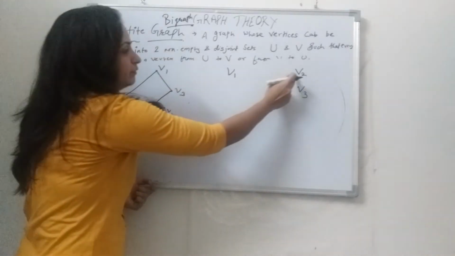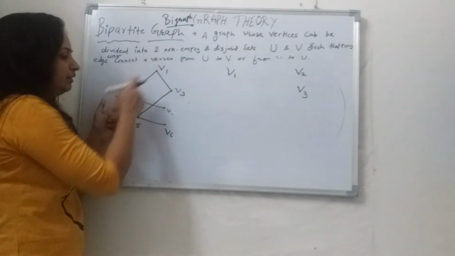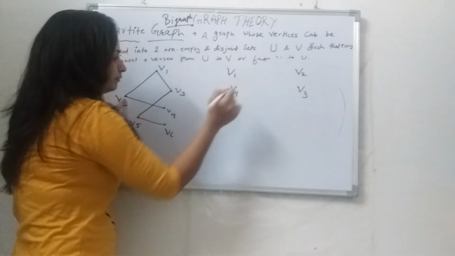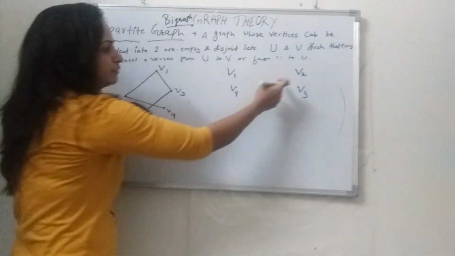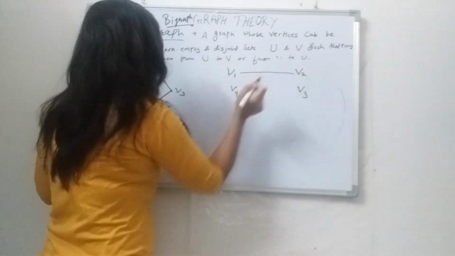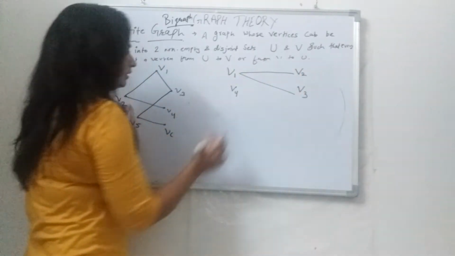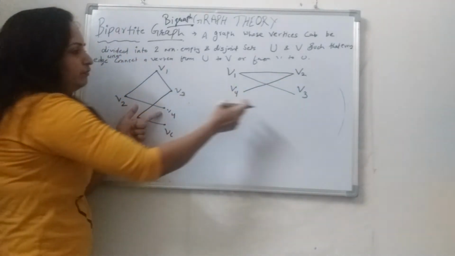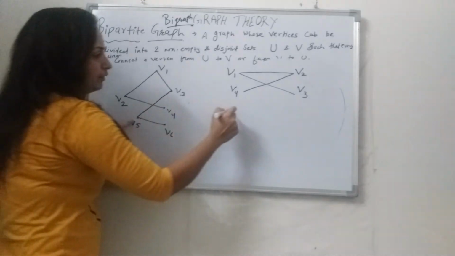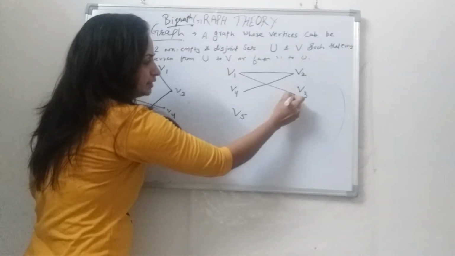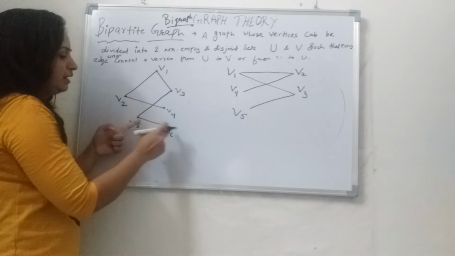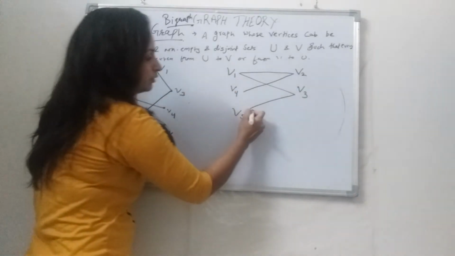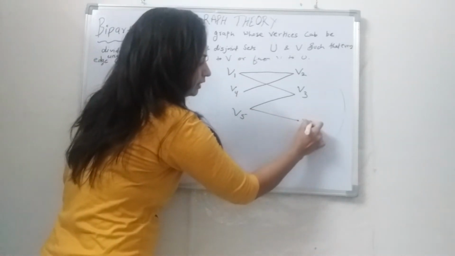Now look at V2. V2 is connecting to V1 and V4. So I am putting V4 in this set, because V1 is connecting to V2 and V1 is connecting to V3. Now V2 is connecting to V4 and V3 is connecting to V5. And the vertex left is V6. V5 is connecting to V6. So I write it here.